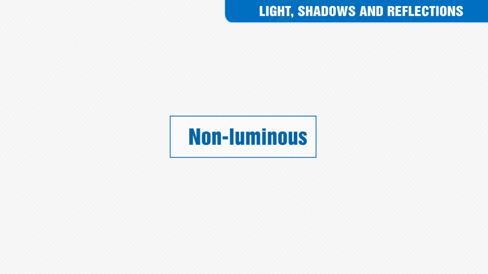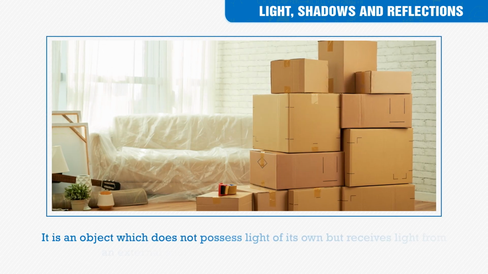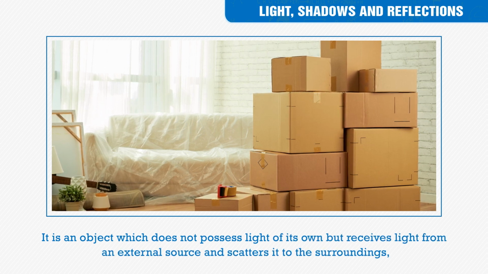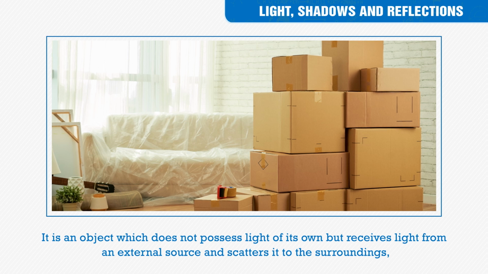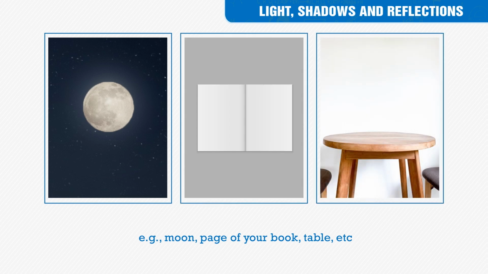Non-luminous. It is an object which does not possess light of its own but receives light from an external source and scatters it to the surroundings. Example, moon, page of your book, table, etc.